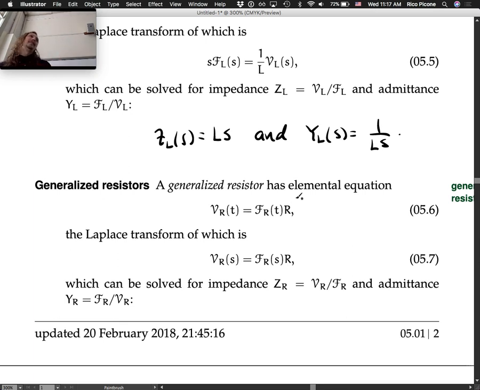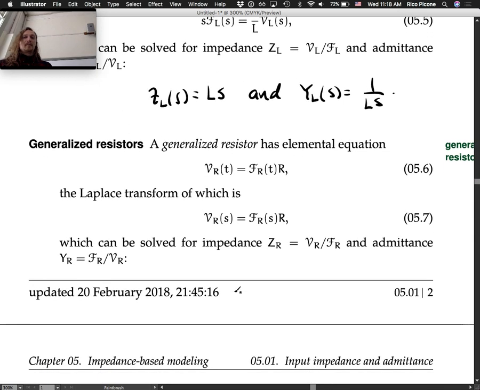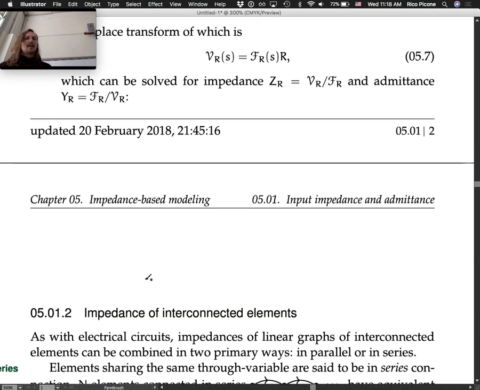Force per velocity, yeah. Generalized resistor has this: the cross variable is proportional to the through variable with constant proportionality R. Laplace transform of that. Oh, look, there's no derivative, so no s's come in, so it's just kind of the same. So the impedance ZR and admittance YR are what you would expect.